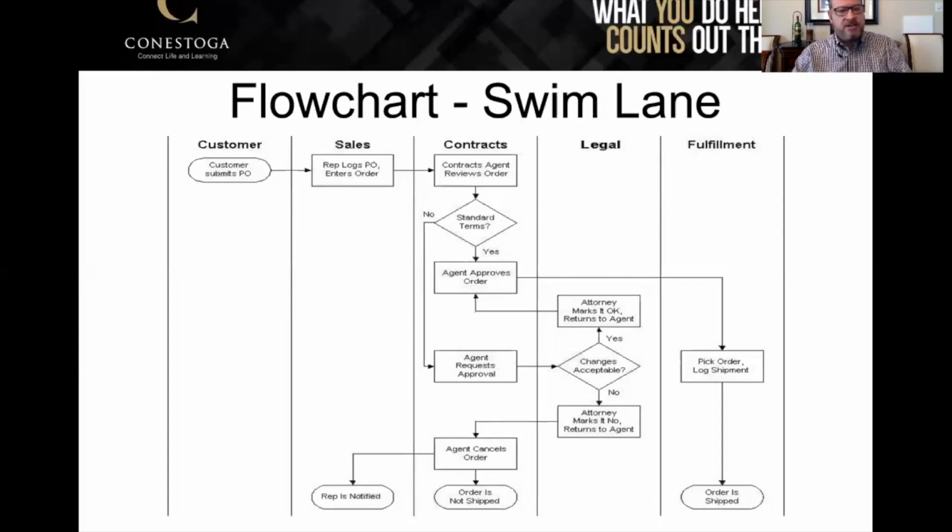But if it strictly is they're basically typing it into a system, there's not a lot of value here. So in fact, one of the things you could look at in a to-be improved process is actually eliminating this step and having customers put it in directly.